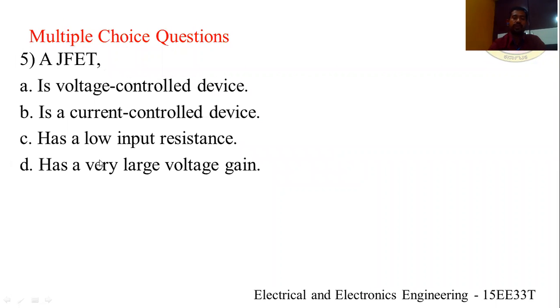And the last question: a JFET is. The options I have given are: it is a voltage control device; it is a current control device; it has a low input resistance; it has a very large voltage gain. And the answer is option A, that is JFET is a voltage control device. You all know that FET is a voltage control device, BJT is a current control device.